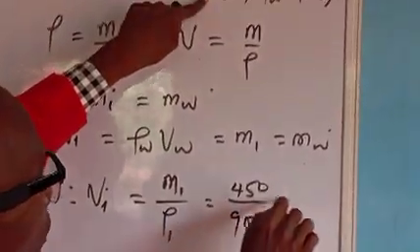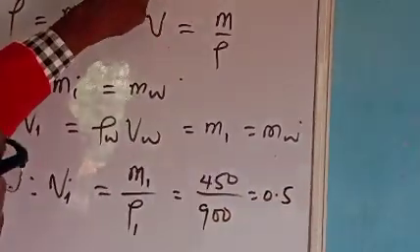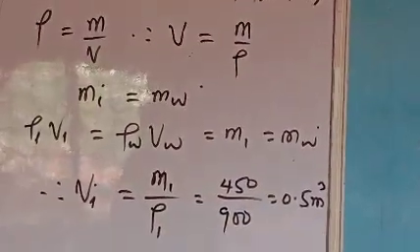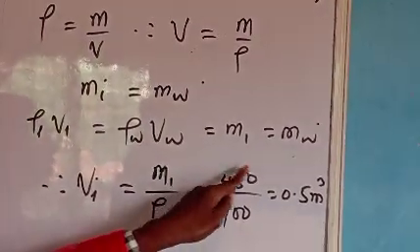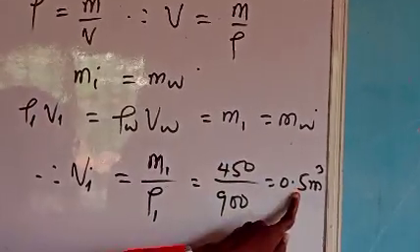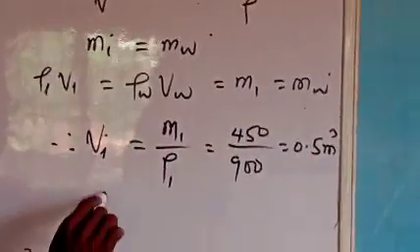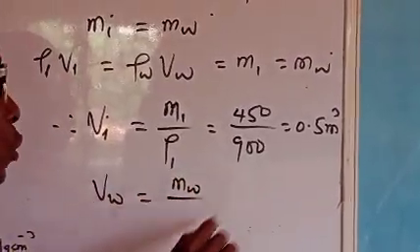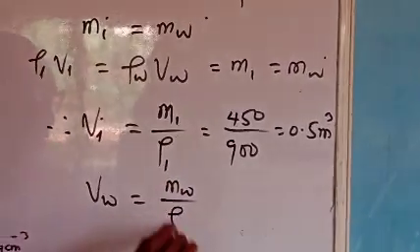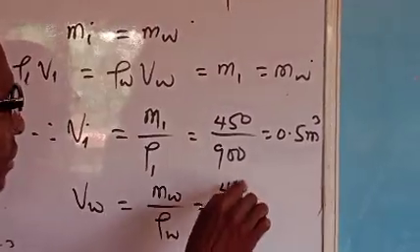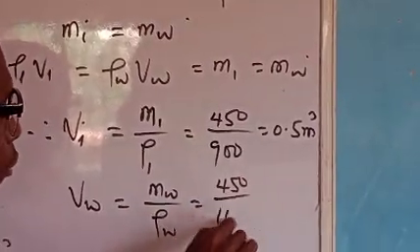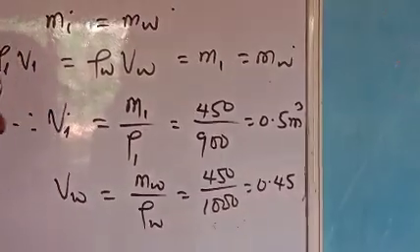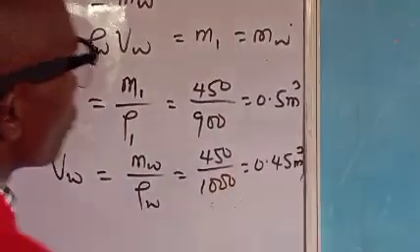900, which is 0.5 meter cube. Look at it. It's 0.5 meter cube. 450 divided by 900 is 0.5. Now, when I say volume of water, it's now the mass of water, which is equivalent to the mass of ice, divided by the density of water. 450 divided by 1000, which is 0.45 meter cube. We have it like this.